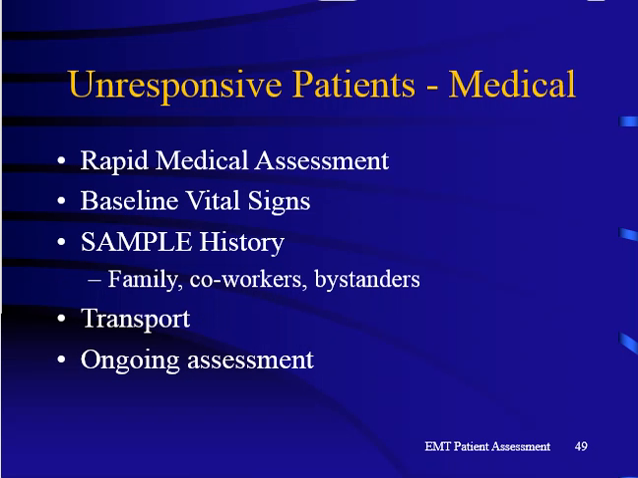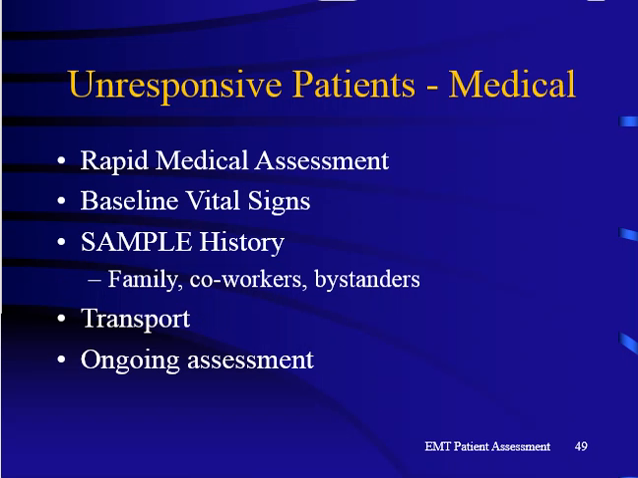Unresponsive patients that are medical, rapid medical assessment is what you're going to start with. You're going to have baseline vitals that you're going to need. You're going to do your SAMPLE history. Most of the time you have to get this from family, coworkers, or a bystander. Then you're going to transport. Most of the time this is going to be a rapid transport. You might have to do a rapid evacuation on these patients. It all depends on what's going on.